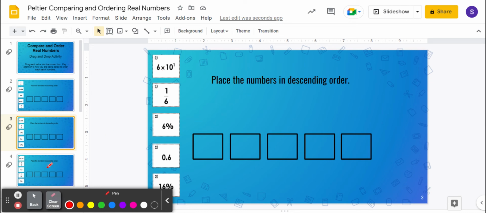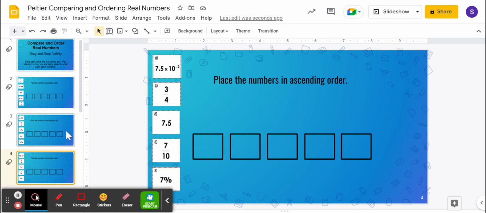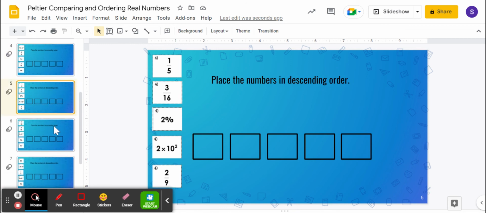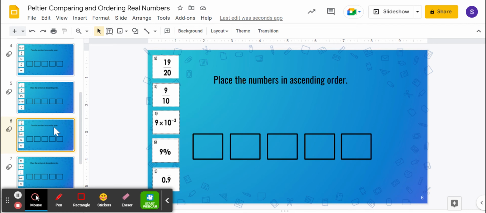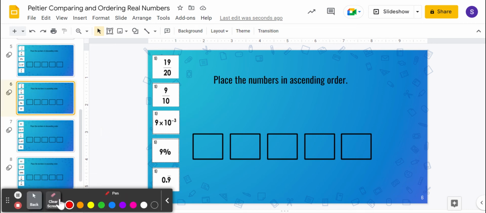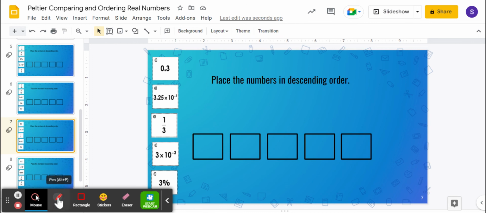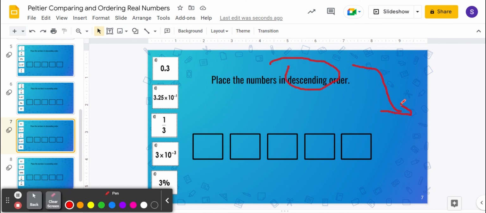Let's see if there's anything else we need to talk about. Each slide is pretty similar. You'll have a couple of percents, a couple of fractions, and a couple of numbers written in scientific notation. Again, pay attention to whether it says ascending or descending. Remember, ascending starts small and gets big. Descending, the numbers are going to get big and go down. You need to pay attention to that.